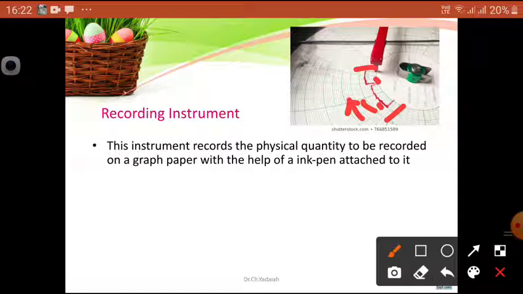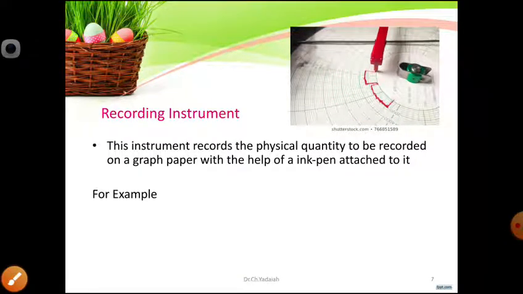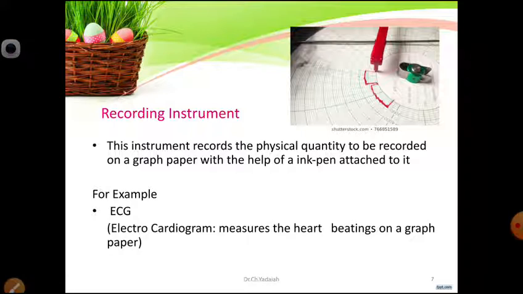So the variation of the magnitude of an electrical quantity to be observed over a defined period is known as recording instruments. Now what is the example? For example, you can see the ECG. What do you mean by ECG? ECG is nothing but electrocardiogram. Generally it will measure the heart beating on a graph paper.